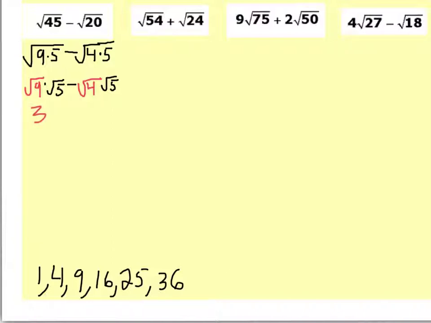And I'm going to simplify the square root of 4 and say 2. I'm going to bring down my square root 5 and my minus sign and my other square root 5. Now I'll just solve the problem. 3 square root 5 minus 2 square root 5 is 1 square root 5.